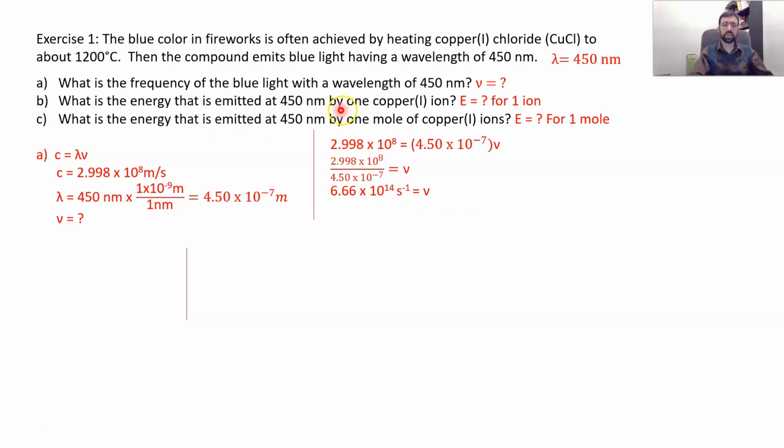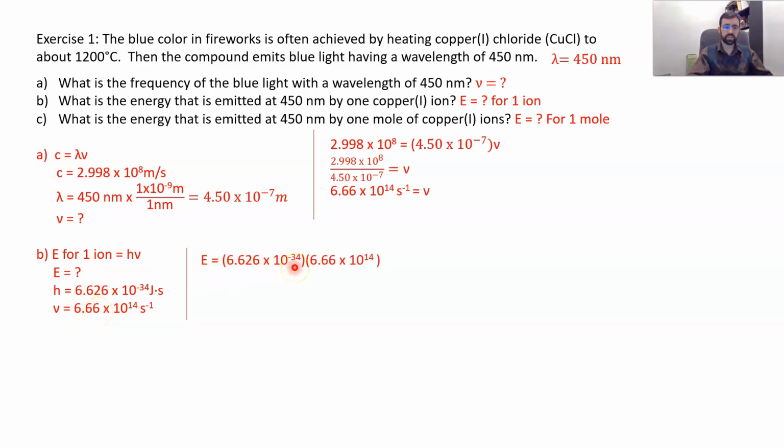What's the energy that's emitted? Well, now that we've found the frequency, we can use that to find the energy. The energy for one ion equals h times nu. Nu is 6.66 times 10 to the 14th. So E equals h nu, I'm just going to plug it in: 6.626 times 10 to the negative 34th times 6.66 times 10 to the 14th. You end up with 4.41 times 10 to the negative 19th joules. That's the amount of energy for one photon, which comes from one ion of copper 1.